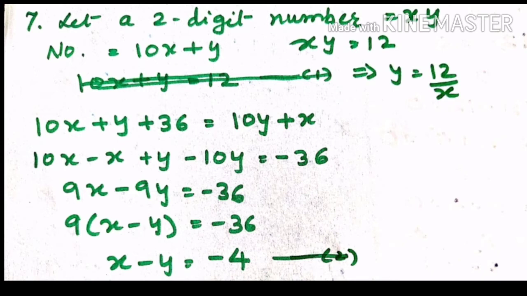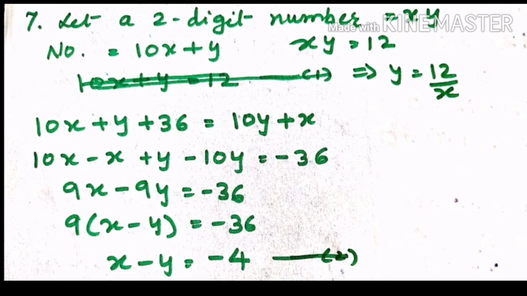Now from this we get our y value, so I have written y is equal to 12 by x. Now read on the next question: when 36 is added to this number, the digits interchange their places. Okay, so whenever in the original number, our original number is 10x plus y, we add 36, its digits interchange the place, meaning instead of x, y. So it becomes 10y plus x, meaning our original number becomes yx.